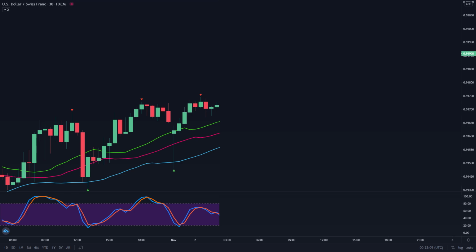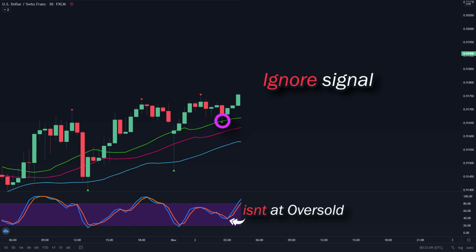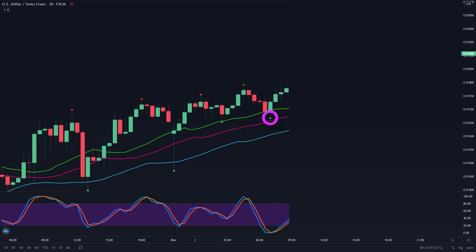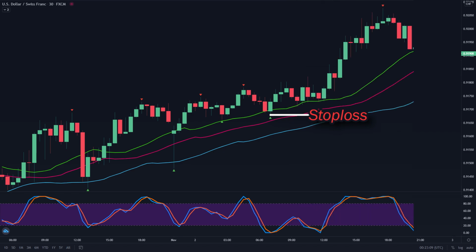In this chart, we can see that the price is on an uptrend as shown by the alligator. Next, we can see that a bottom fractal appeared, but the stochastics isn't at oversold yet, meaning you ignore this signal. Next, you can see that another bottom fractal has appeared, but this time, the stochastics is at oversold. So this will be our entry signal and you want to take a buy position. Then, you place your stop loss below the fractal and take profits when the candle closes at the pink line. And as you can see, this trade ended up being profitable.